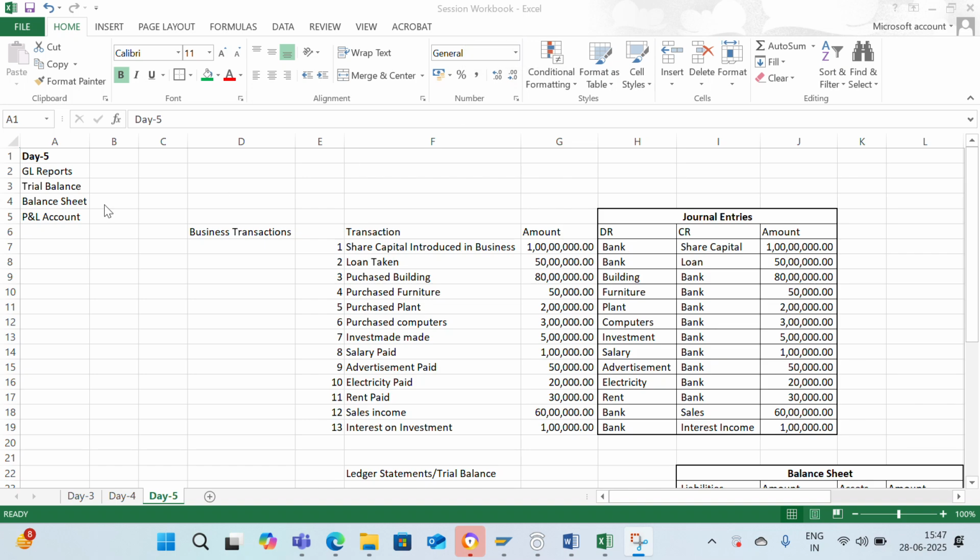Good morning, everyone. Let us start with day 5 of our regular session for SAP FICO. The topics that we will cover today are GL reports, trial balance, balance sheet, and P&L account.